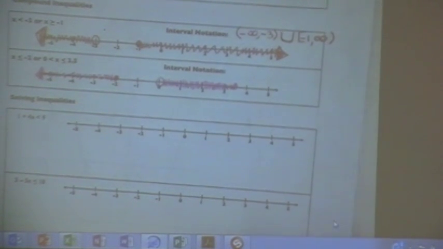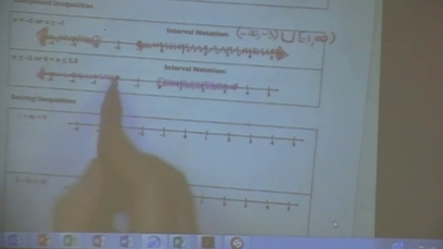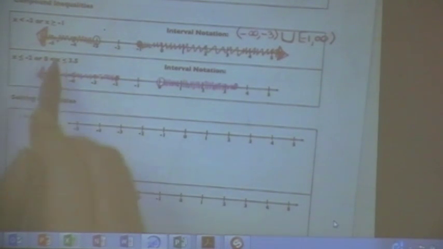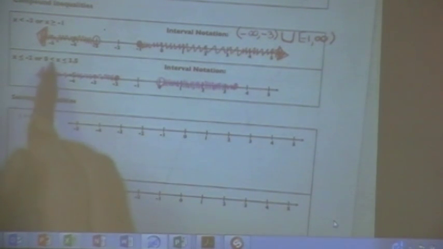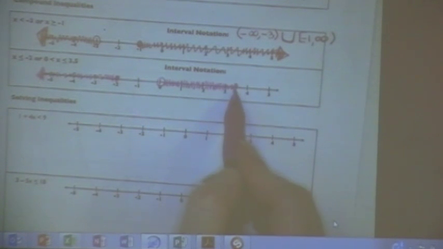In this case, my left piece goes from negative infinity to -2, a solid dot because it had a line underneath it, so it's equal to. The next one has 0 and 3.5. 0 is an open dot because there's no line underneath. The 3.5 is a closed dot because there is a line underneath, and you shade between.